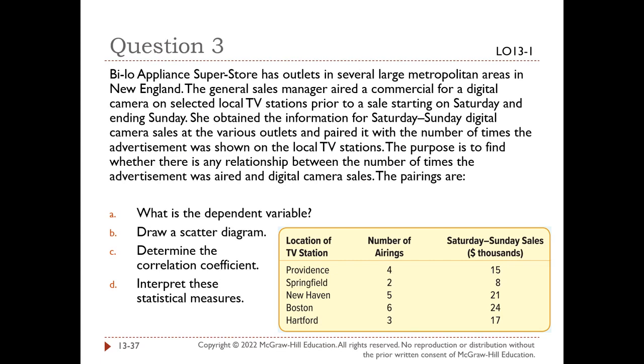Buy Low Appliance Superstore has outlets in several large metropolitan areas in New England. Yay, New England! The general sales manager aired a commercial for a digital camera on selected local TV stations prior to a sale starting on Saturday and ending Sunday. She obtained the information for Saturday and Sunday digital camera sales at the various outlets and paired it with the number of times the advertisement was shown on the local TV stations. The purpose is to find whether there is any relationship between the number of times the advertisement was aired and the digital camera sales. The pairings are Providence 4:15, Springfield 2:8, New Haven 5:21, Boston 6:24, and Hartford 3:17.